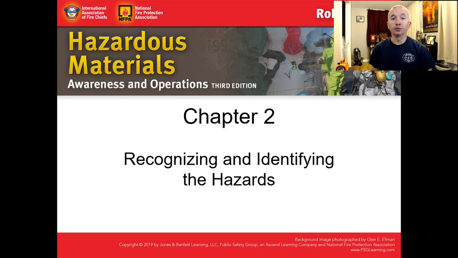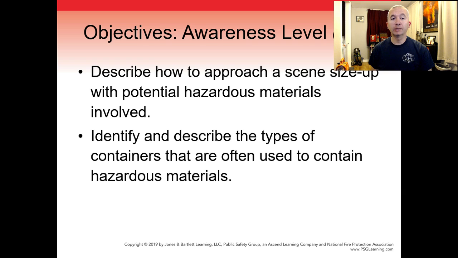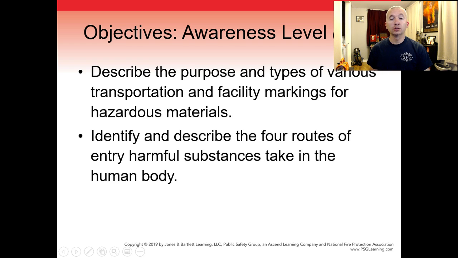Let's begin with Chapter 2, Recognizing and Identifying the Hazards. In this lesson, we will be discussing the objectives for situational awareness by describing how to approach a scene size-up with potential hazardous materials involved, identify and describe the types of containers that are often used to contain hazardous materials, describe the purpose and types of various transportation and facility markings for hazardous materials, and identify and describe the 4 routes of entry harmful substances take in the human body.